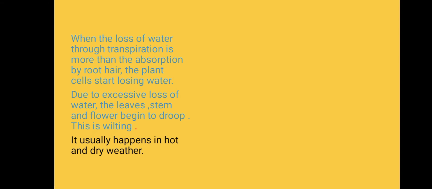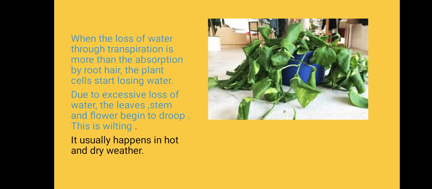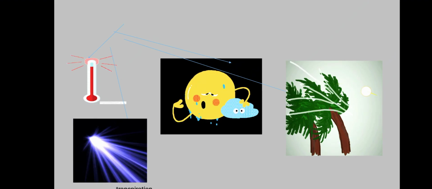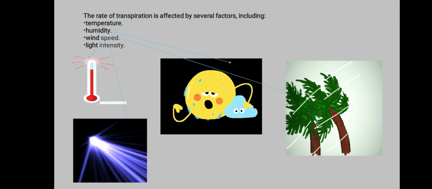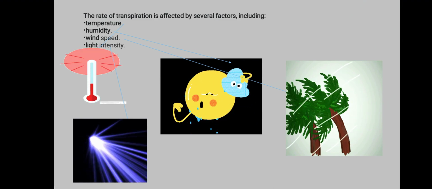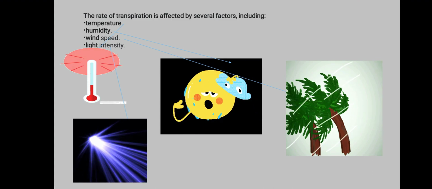And we have come to know about a new term, wilting. Due to excessive loss of water, the leaves, stem and flowers begin to droop. This is called wilting. And the rate of transpiration is affected by several factors including temperature, humidity, wind and light.